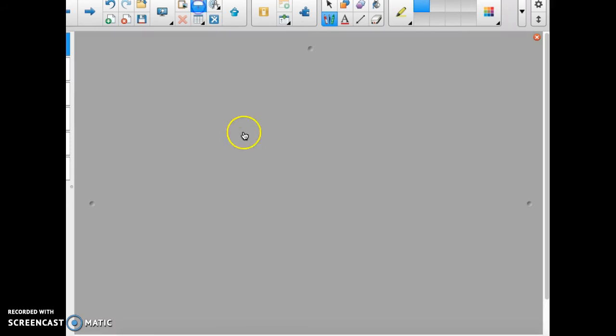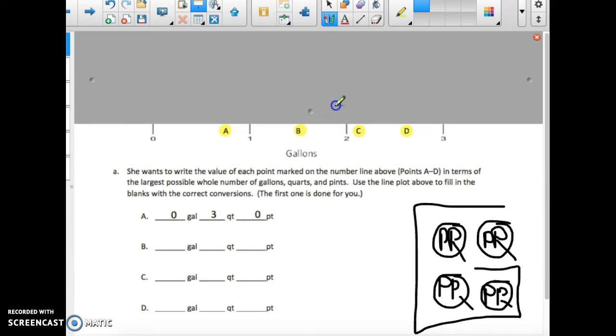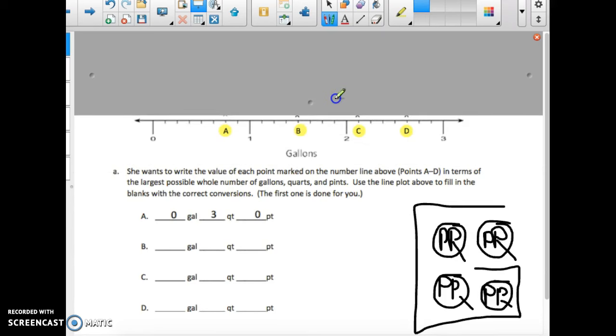So we can even just go ahead and pretend that there are no X's above it. We're just reading this like a number line right now, and they're saying, okay, what are these points on the number line worth? They've already told you that A is 0 gallons. It is past 0, not yet to 1, so it's not yet 1 gallon, so it's 0 gallons.